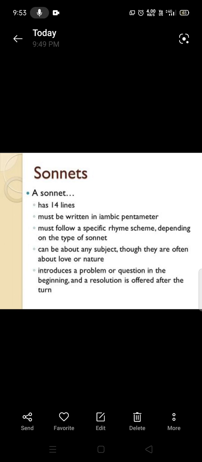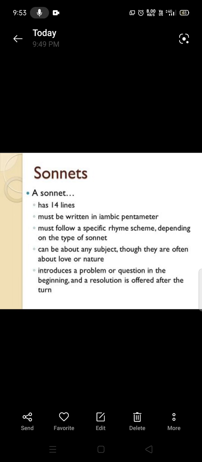So what is a sonnet? A sonnet is a form of poetry which is written in 14 lines, with a specific rhyming pattern and a particular stanzaic division. It began to be written on the subject of love, so these are basically love poems, and it is very particular about its structure and its division.